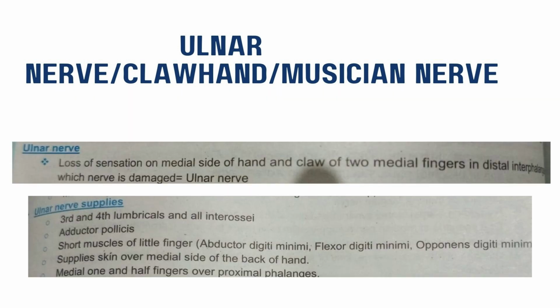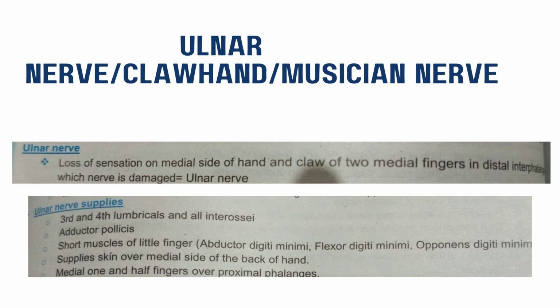That is also known as the musician nerve, and its damage results in the claw hand. Why is it known as the musician nerve? Because it controls the fine movements of the fingers, and its deformity will result in the claw hand. So if there is an MCQ, a loss of sensation on the medial side of the hand and claw of two medial fingers in distal interphalangeal, which nerve is damaged? The answer is going to be the ulnar nerve.